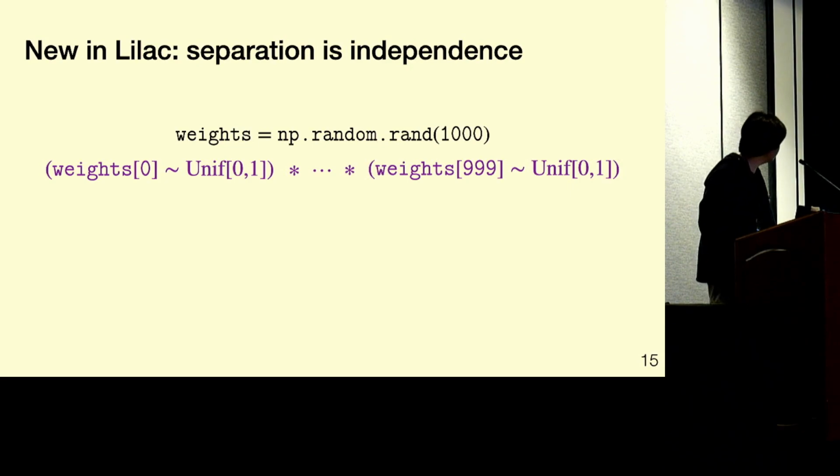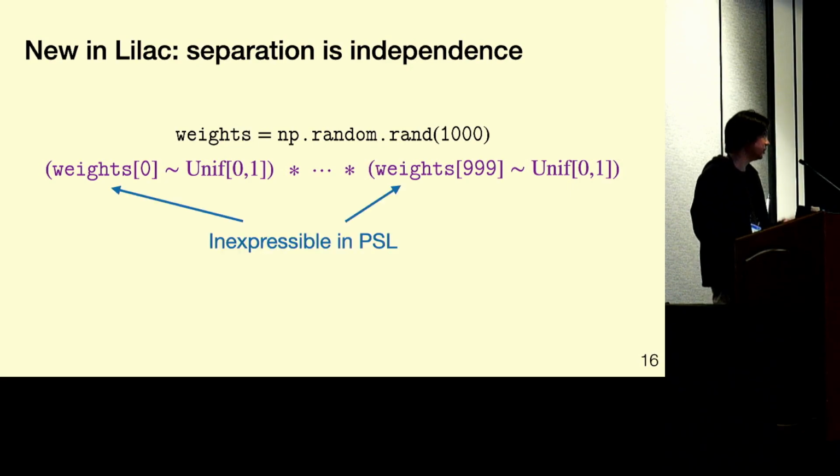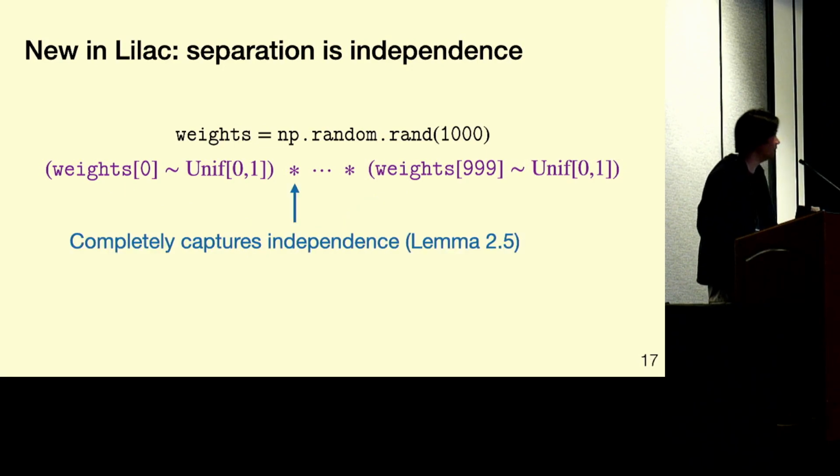Now, this kind of independence relationship is not expressible in PSL and the derivatives that I was mentioning earlier, which makes Lilac have a richer notion of separation. There are certain kinds of independence relationships that it can capture that previous work could not. In fact, we also prove that it captures all independence relationships. So we have a theorem that says whatever two random variables you might have, if they're independent, that is semantically modeled by a separating conjunction.